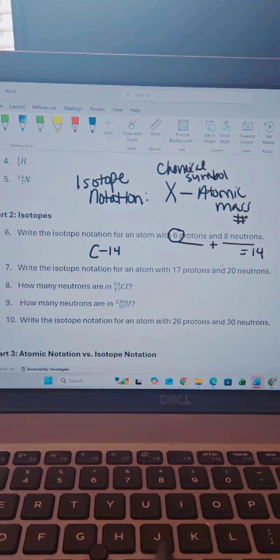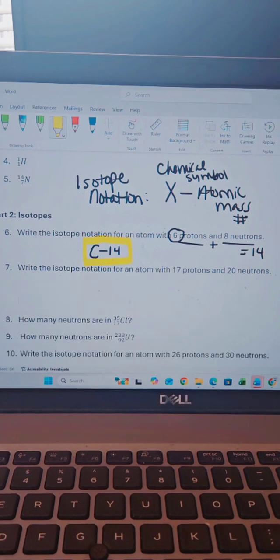So this is the answer right here. I'm going to highlight it so you all can see that. This is your answer right here. Number 7, sorry. Write the isotope notation for an atom with 17 protons and 20 neutrons. Well, add those two together. You get 37.